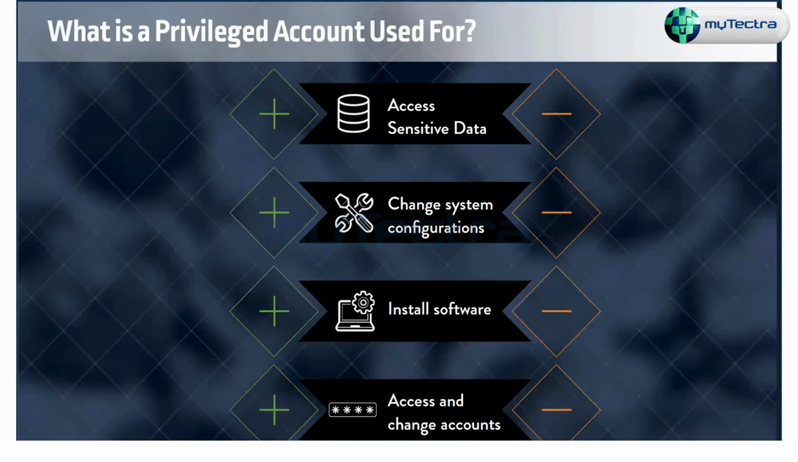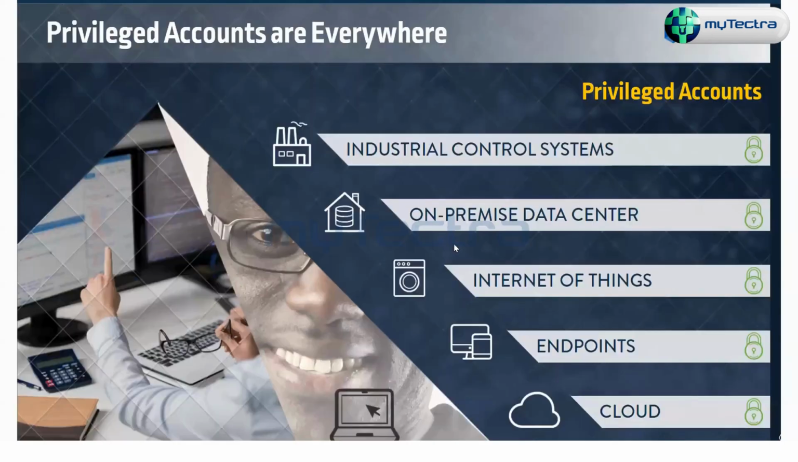I already told you that you can access the sensitive data, make system configuration changes, install some software, access and change the accounts. Now in the IT infrastructure, there are different landscapes, like on-premise data centers, endpoints, clouds, and identity control systems. Different infrastructures are there, and these privileged accounts can be found there.